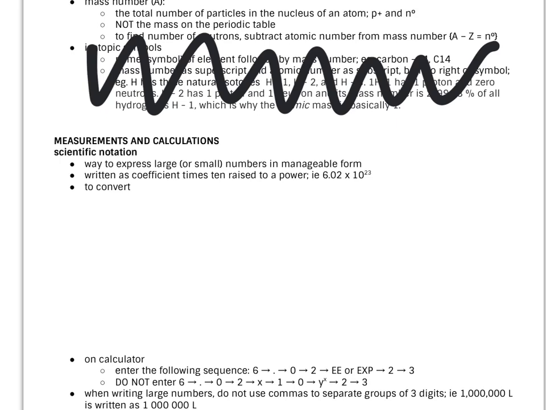So the first thing with measurements that we're going to talk about is scientific notation. Scientific notation is important because it's a way to express very, very large or very, very small numbers in a manageable form. It's written as a coefficient, which is just a number, times 10 raised to a power. So right here, for example, this number is Avogadro's number, and we will go over that in a lot more detail, but it's 6.02 times 10 to the 23rd.